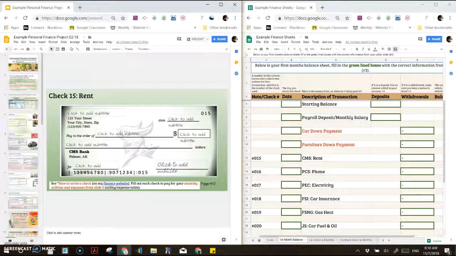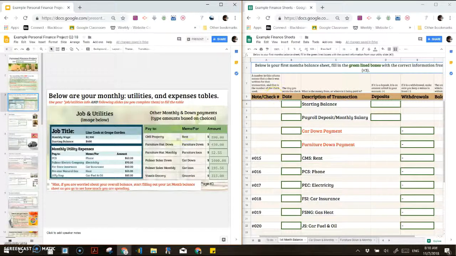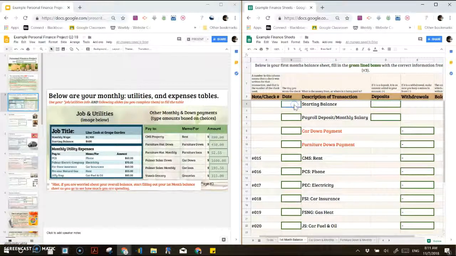Plus, it will remind you on your balance sheet what check you're writing for each item. So if you go back up to slide 3 that has all your information, you can start filling out your balance sheet. Remember, there's some hints and directions for you up here in case you need to double check. You're only filling out the boxes that have a green border around them.